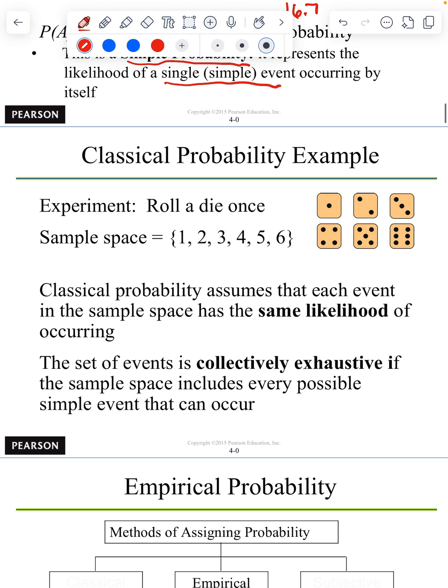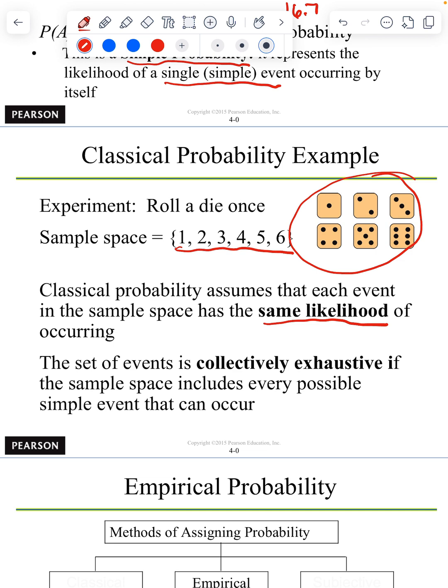So let's look at a few other examples. Here you have a sample space where you have 6 possible outcomes of rolling the dice. Classical probability assumes that each event in a sample space has the same likelihood of occurring. This set of events is collectively exhaustive if the sample space includes every possible simple event that can occur.